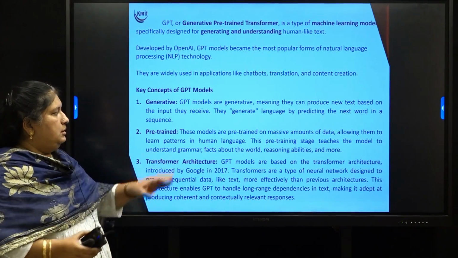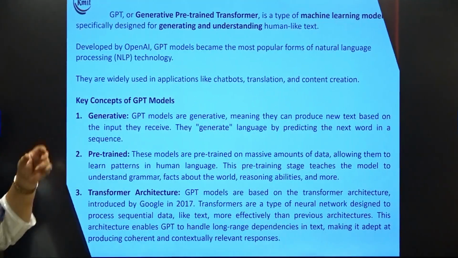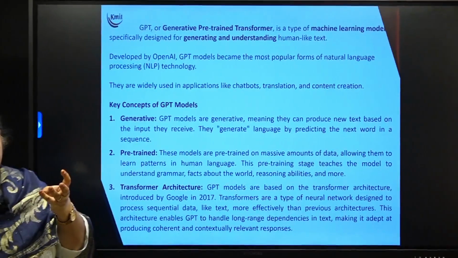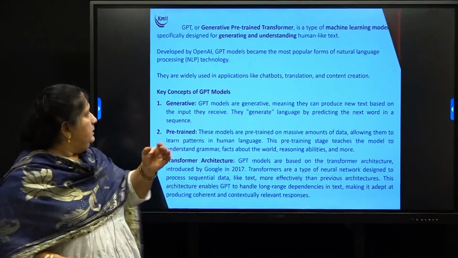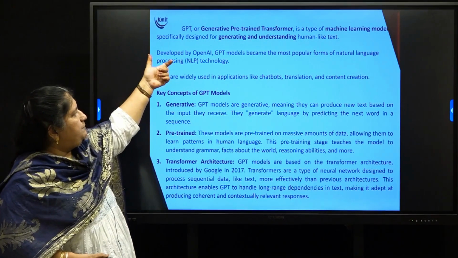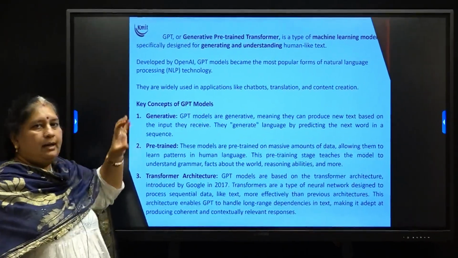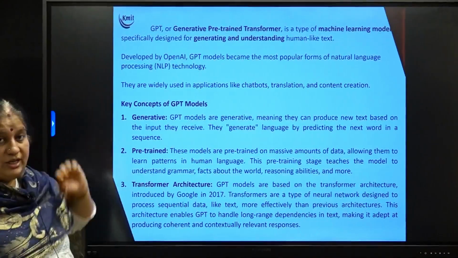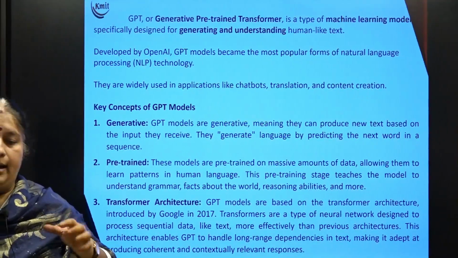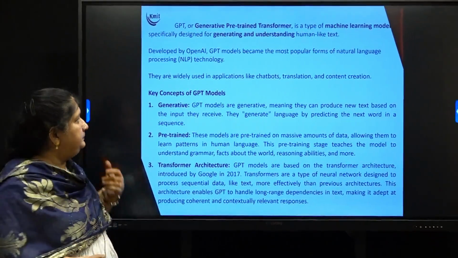So, coming to a quick introduction of GPT, the generative pre-trained transformer. Please concentrate on the abbreviation. Here we will be talking about three terms: generative, pre-trained, transformer. The GPTs are basically generative pre-trained transformers which come under the machine learning domain, but they are exclusively designed for generating new content as well as understanding human readable content, and they can also do specific tasks like summarization, translation, etc.